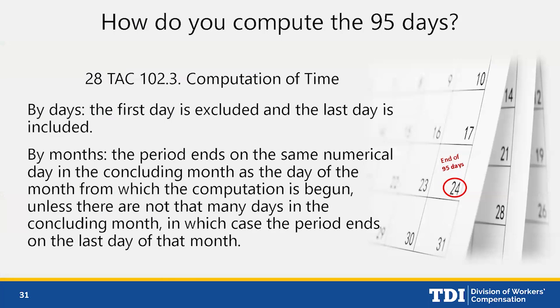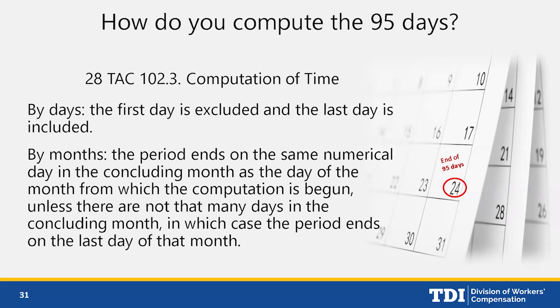How do you compute the 95 days? Rule 102.3 explains the computation of time and defines day and working day. If you're computing time by days, the first day is excluded and the last day is included. So for example, when submitting your initial bill to the work comp insurance carrier and the date of service is January 1st, 2025, you're going to start counting on January 2nd. That's going to be the first day of the 95 days, and April 6th is the last day, which is the 95th day.